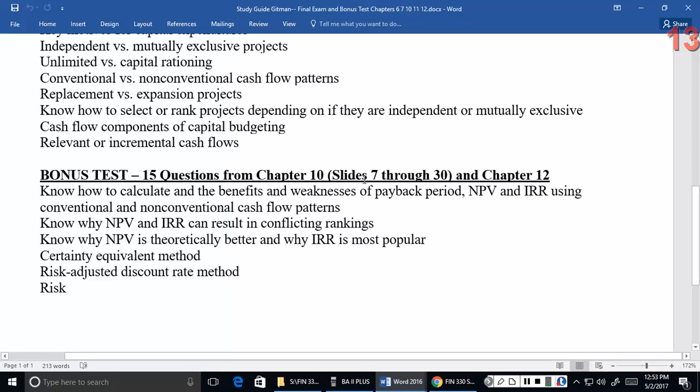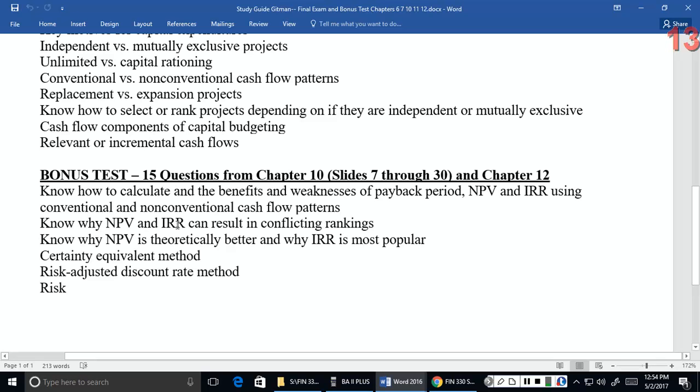Now these come from chapter 10 and then chapter 12, so know how to calculate and the benefits and weaknesses of the payback period, net present value, and internal rate of return using conventional and non-conventional cash flow patterns. So what that simply means is you just enter the cash flows when they occur and you calculate net present value, internal rate of return, or payback period. And again, we'll look at that in just a minute.